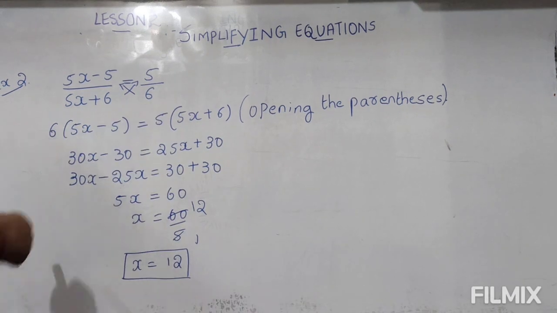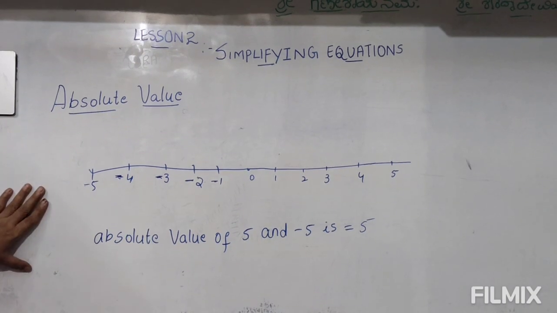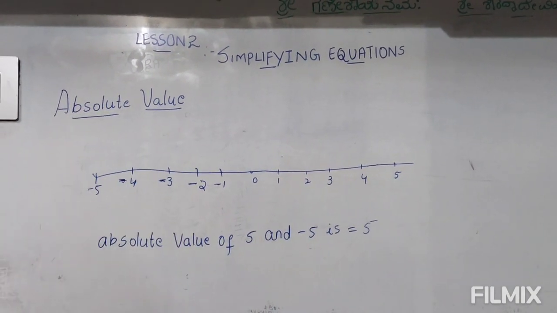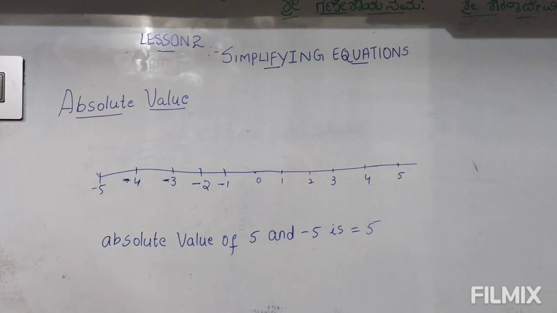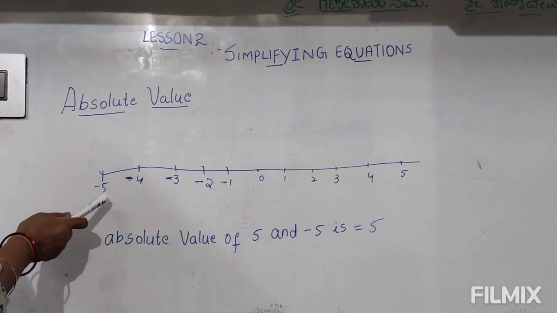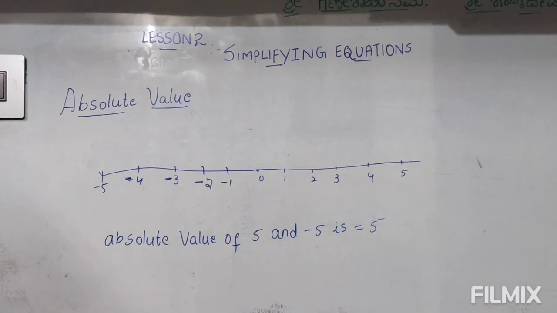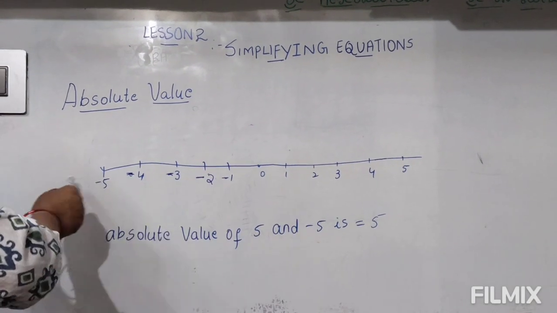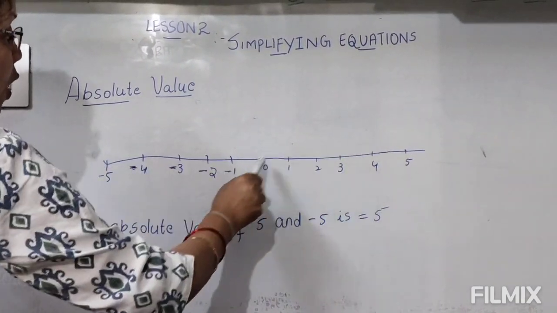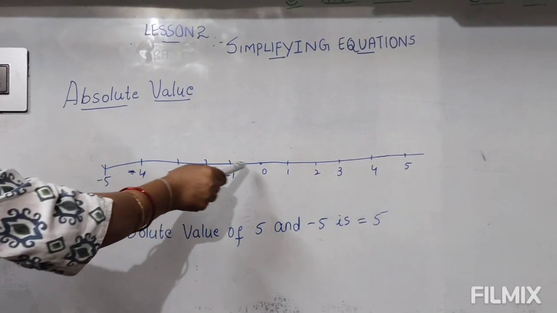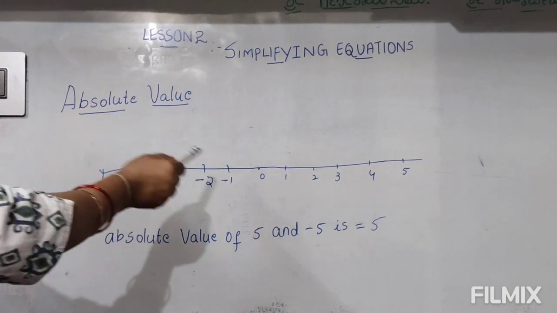This is how we are going to work this type of sums. Now, let us learn a new concept, and this is absolute value. What is this absolute value? It is nothing but the distance of a number, say minus 5 from here and plus 5 from there. That is the distance of a number on the number line from 0, without considering the direction from 0.